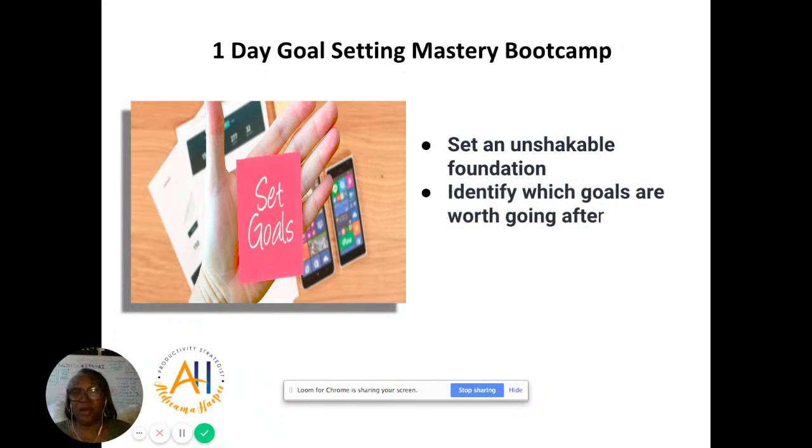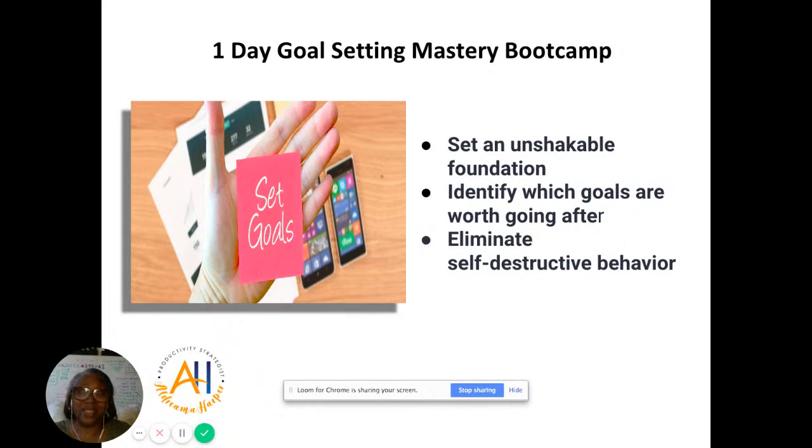Because you're going to be able to identify which goals are worth even going after. I can't tell you how many times myself, again, I always use myself as an example, later on, not only was I not achieving my goals, but because it was hard for me to visualize my goals, I wasn't able to identify the goals, right? And if you can't identify the goals, you don't even know how to go after the goals. So in this training, at this boot camp, you're going to be able to identify which goals are worth going after. So you get an unshakable foundation, and you know which goals are worth going after.